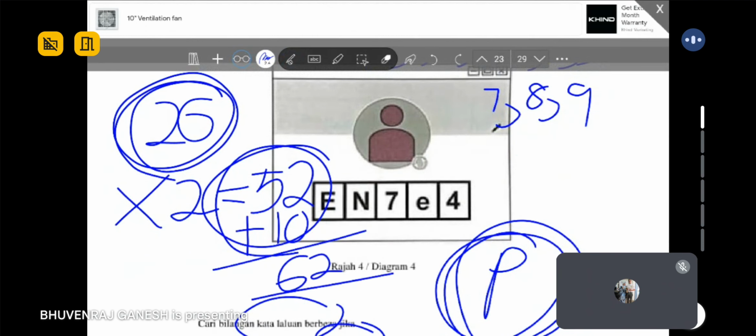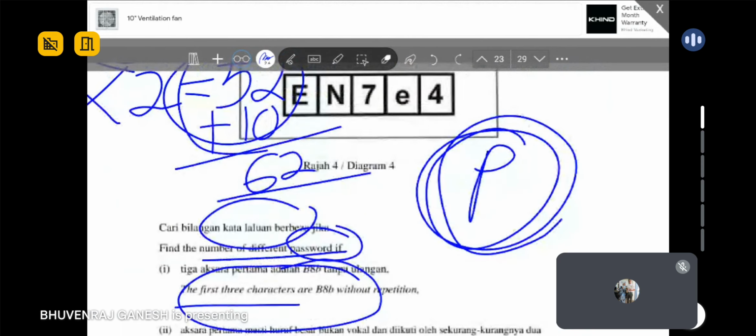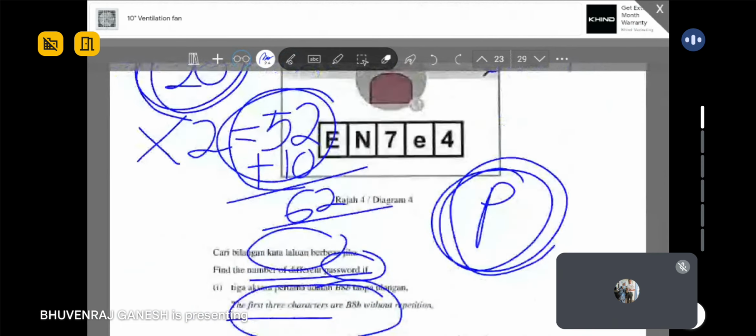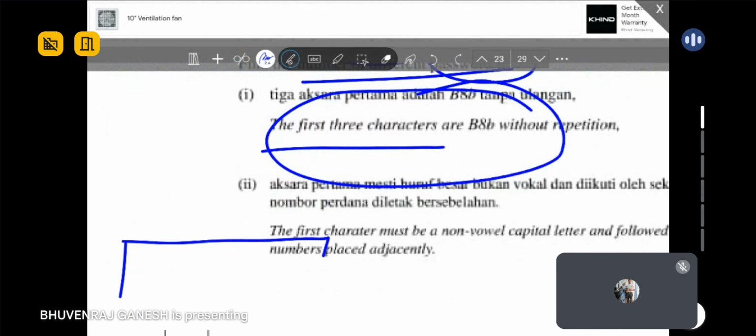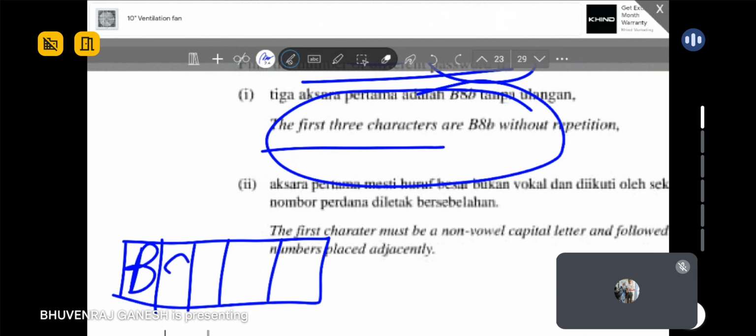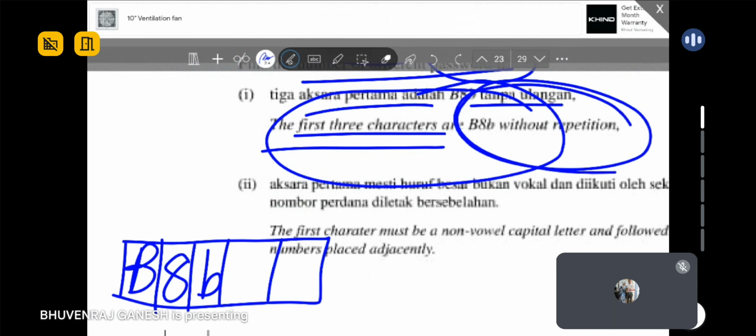62. Okay, so now you can start already. So you want 5 digit. 5 digit kan? Based on the question. So you start lah. You can draw out. Okay, let's say like this. 1, 2, 3, 4, 5. So mereka kata, this is the first 3, tiga aksara pertama. Tanpa ulangan, without repetition.